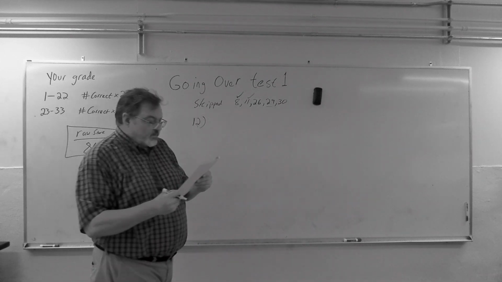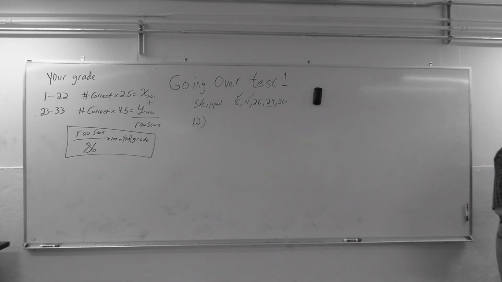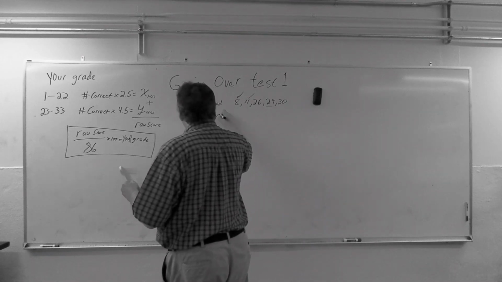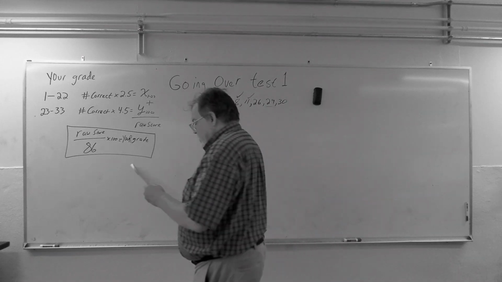The amount of phosphorus contains how many protons? Again, you look at the periodic table, you find P phosphorus, and it's the 15 on there. So 12 is A.